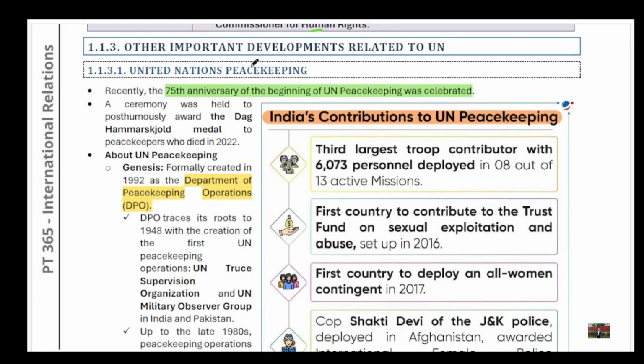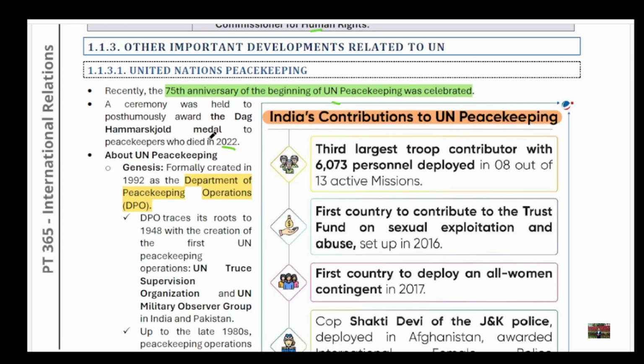The next important development is United Nations peacekeeping. Recently, the 75th anniversary of the beginning of UN peacekeeping was celebrated. On this occasion, a ceremony was held to posthumously award the Dag Hammarskjöld Medal to peacekeepers who died in 2022.